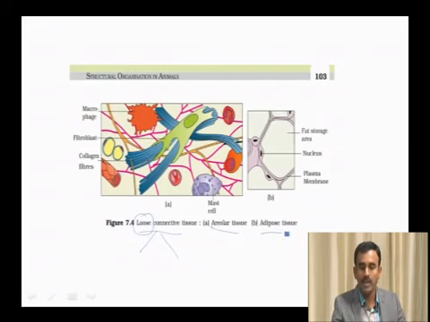The second one is adipose tissue, which is specialized for the storage of fat. Fat-filled cells are the adipose tissue, which are present just below the skin, which maintains the body temperature. It acts like a thermo-insulator to the body.